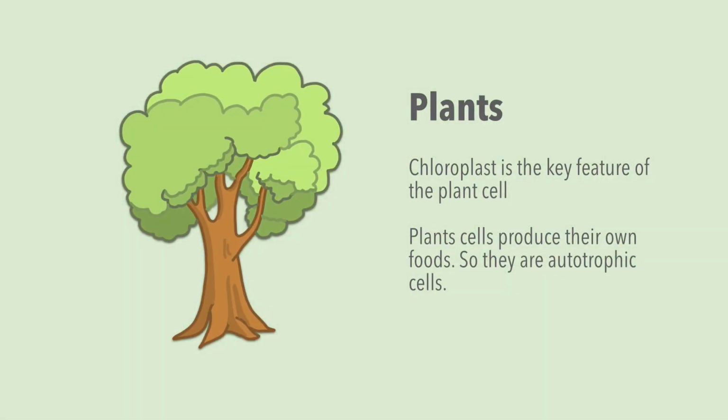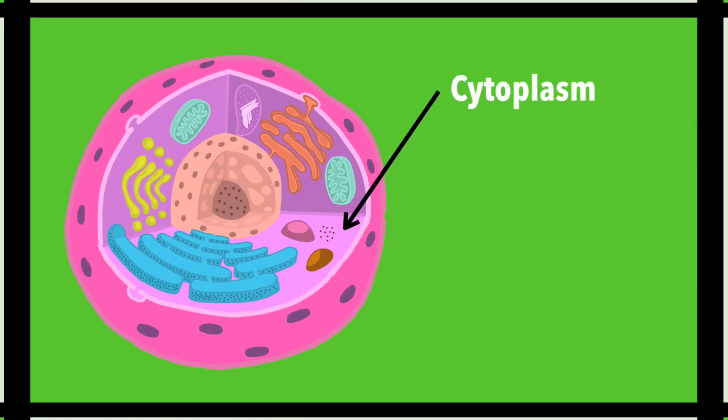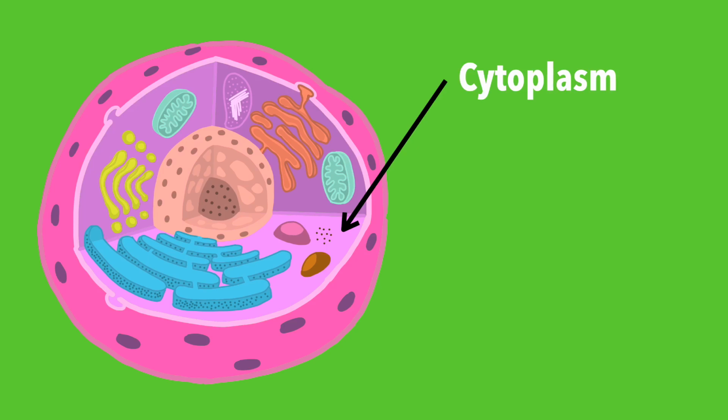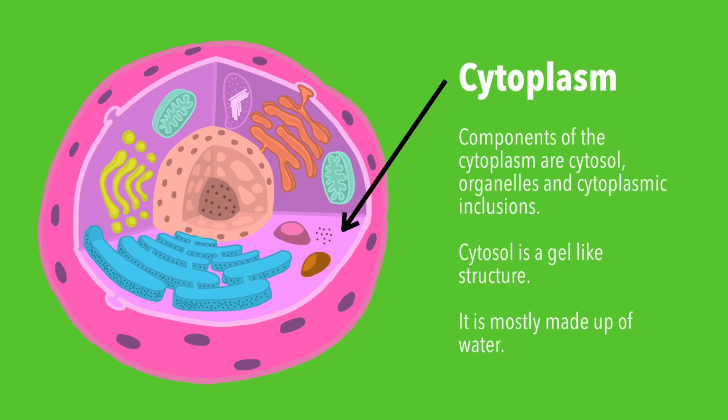But chloroplast is the key feature of the plant cell. So plant cells produce their own food, which means they are autotrophic. So far, we discussed lots of organelles in the animal cell. All of them are found in the cytoplasm except the nucleus. So, components of the cytoplasm are cytosol, organelles, and cytoplasmic inclusions. The cytosol is a gel-like structure. It is mostly made up of water. Also, it contains ions and molecules.